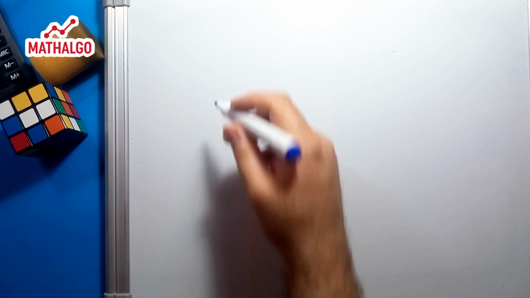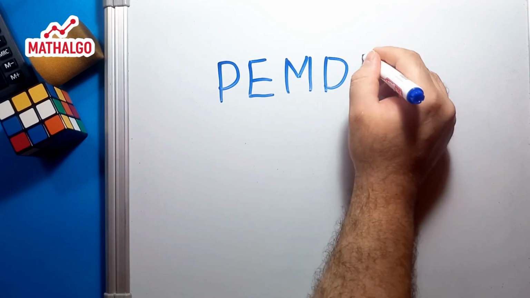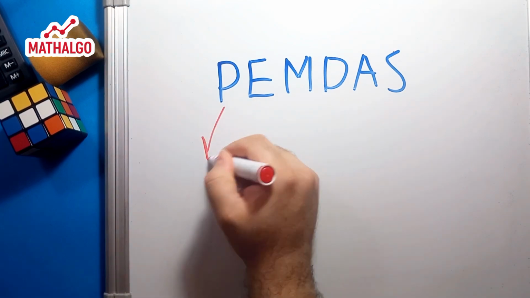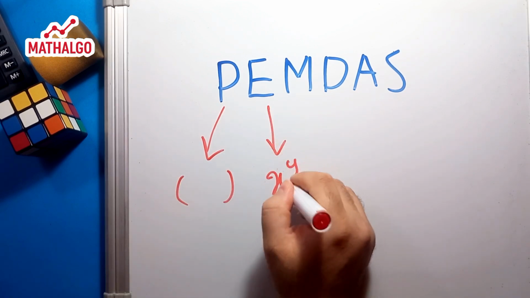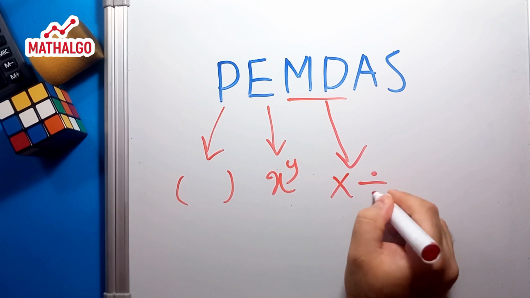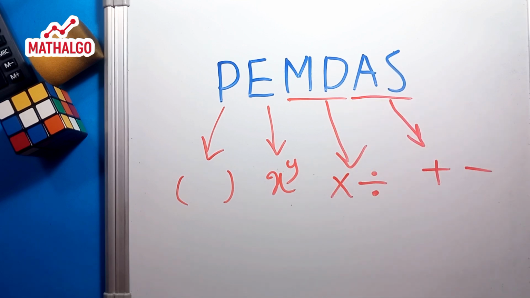Recap and why PEMDAS matters. Notice how in both problems, the key was to follow the order of operations, PEMDAS. Without it, we could easily get the wrong answer. Remember, parentheses first, exponents next, if any. Then multiplication and division from left to right. Finally, addition and subtraction from left to right. This order ensures we're solving math problems correctly every time.